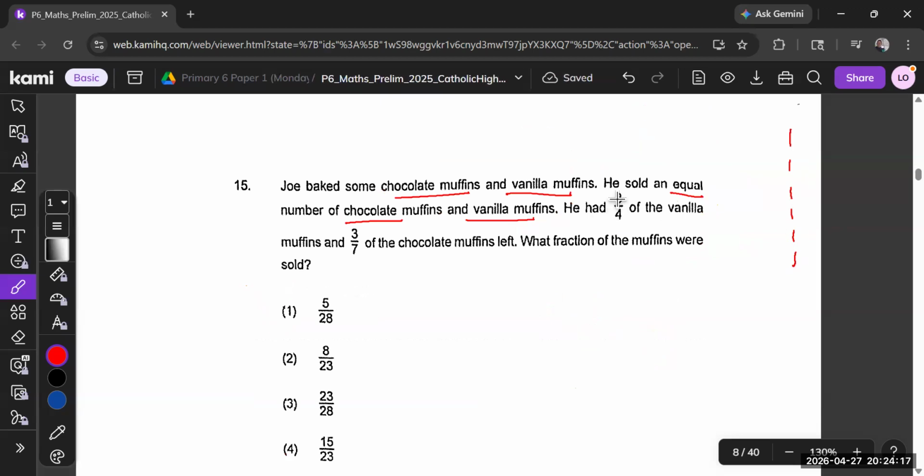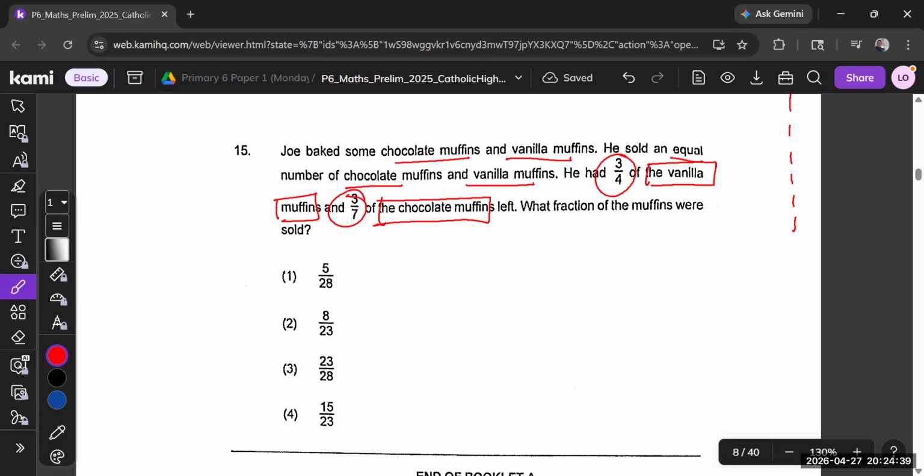He had 3/4, which is talking about the vanilla muffins, right? And he had 3/7, which is talking about the chocolate muffins. And these are the fractions of the muffins left. So are the fractions talking about the same muffin? No, you cannot add the fractions together. You cannot make the denominator the same. But how do we draw? Very simple. This is a P5 question. We saw that before in P5.